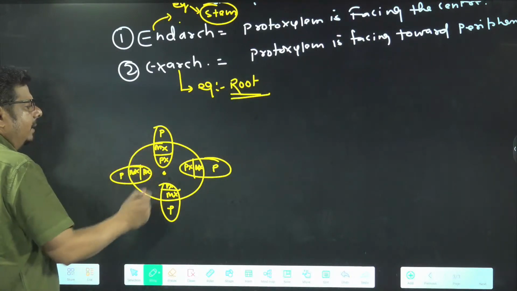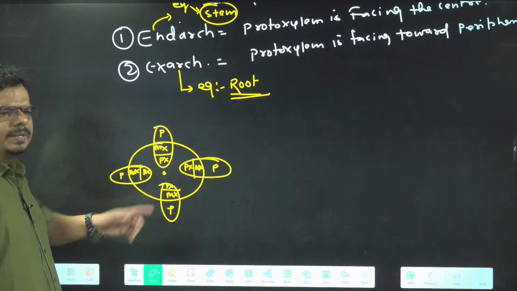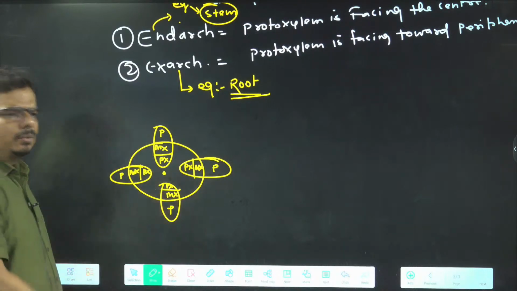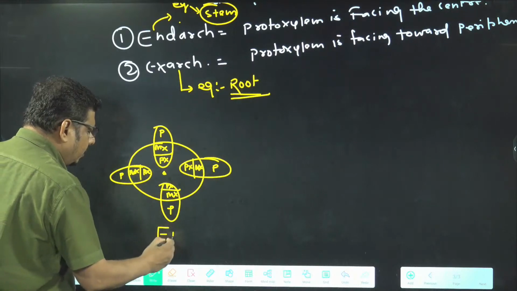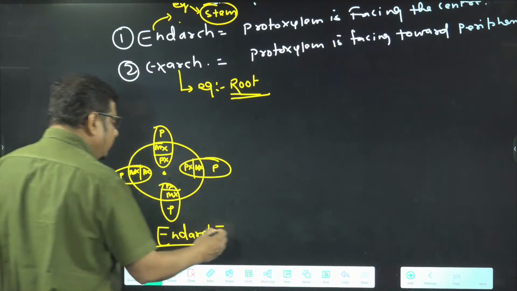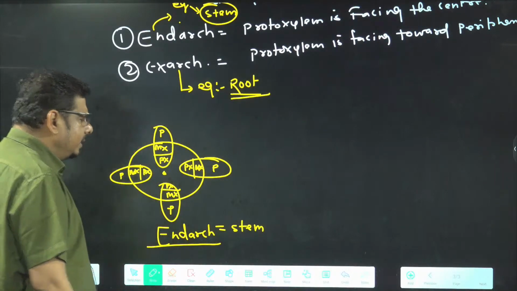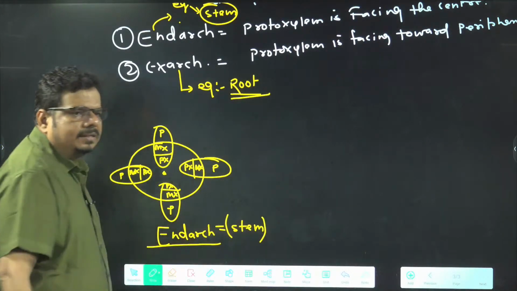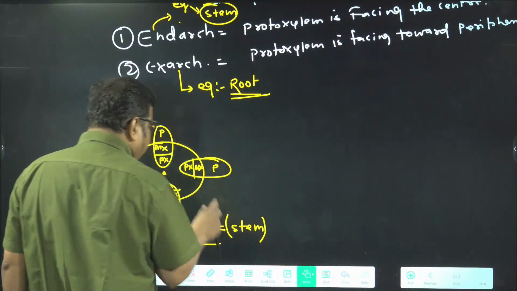Now you tell me, in all these, who is facing toward the center? Protoxylem is facing toward the center. So such a kind of arrangement is called endarch arrangement. And endarch arrangement is present in which one? Stem. Is it clear? You understood the endarch arrangement? Are you able to find it in the diagram?